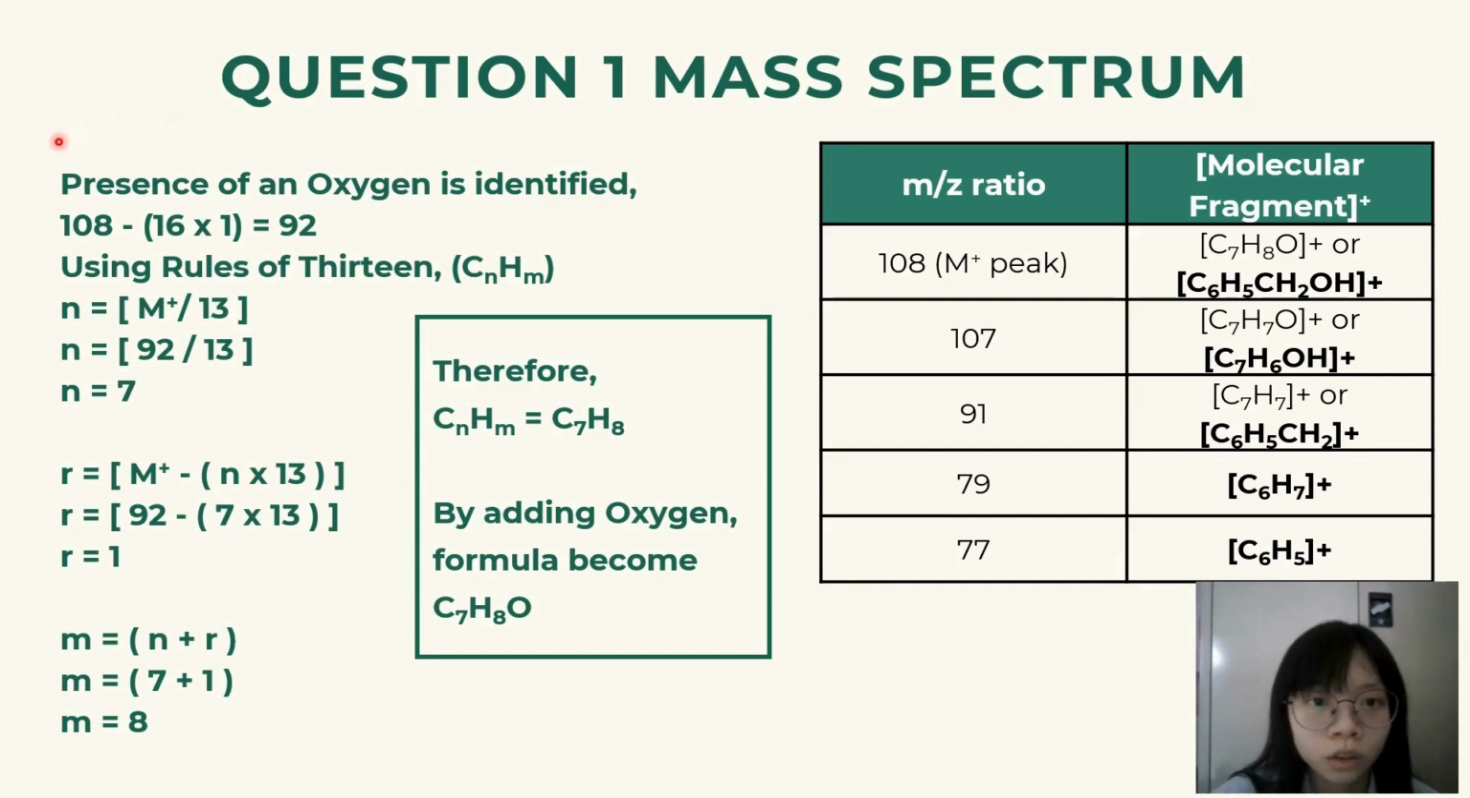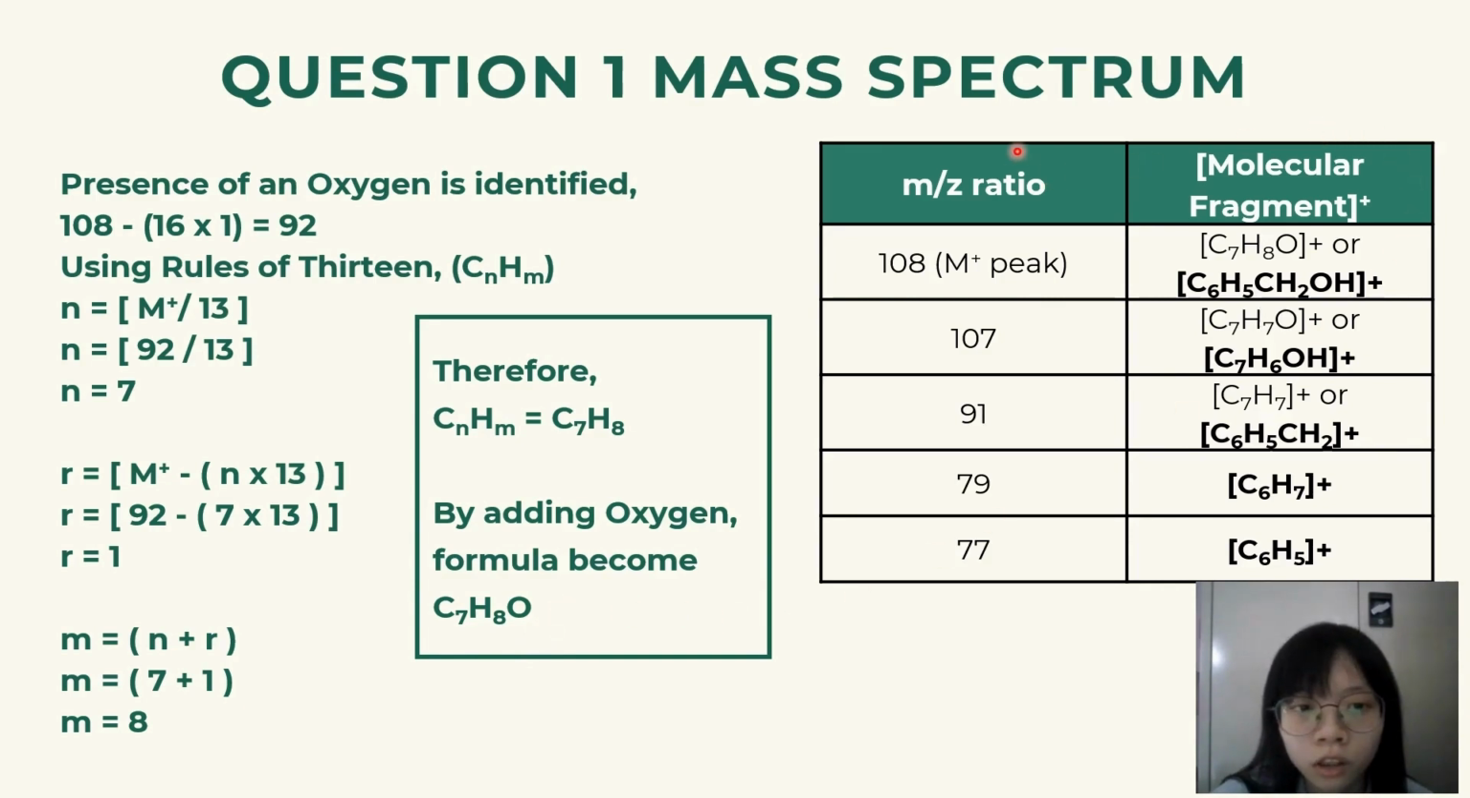From the previous slide, it can be confirmed that there is one oxygen atom in the compound. At this stage, the rule of 13 can be used to determine the formula of the hydrocarbon part. After subtracting the mass of oxygen, we obtain the rest of the mass as 92. Using the rule of 13, we calculate n and m as 7 and 8. So the compound has the formula C7H8 for its hydrocarbon part. Then by adding the oxygen, the molecular formula of the compound is C7H8O.